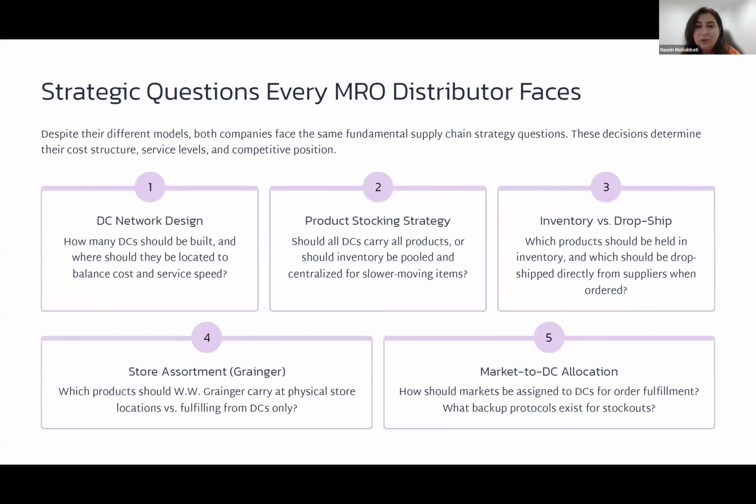So it doesn't matter which of these two distributors we consider, because they are offering similar service, and they are going through similar decisions as well. So again, in order to design their entire supply chain, they have to make some strategic decisions. Again, how many distribution centers to build, where to build them. Even if it is 9, it is 5, it is 10, 12, whatever.